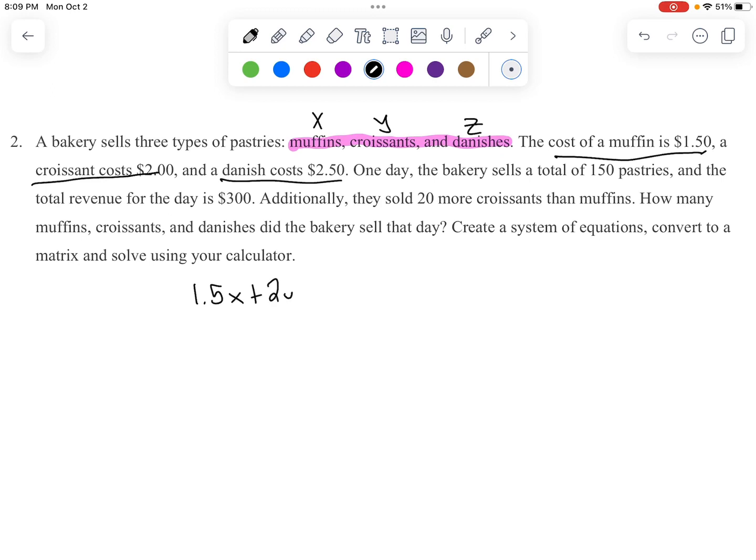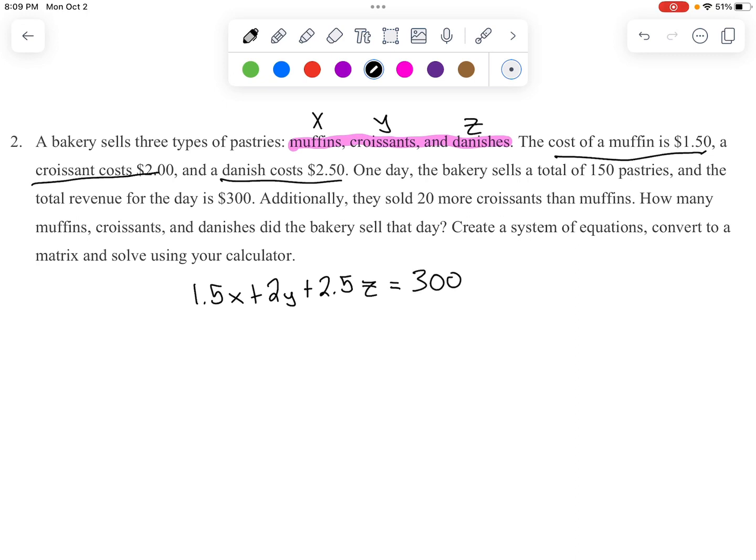plus 2y, because that's 2 our croissants, and then we'll have 250 for our danishes. Now, our total revenue for the day is $300. Again, with systems of equations, we want all of our equations to kind of correspond. So we want money, money, money, money. Okay, and the only other piece of money information that we're given is that $300.